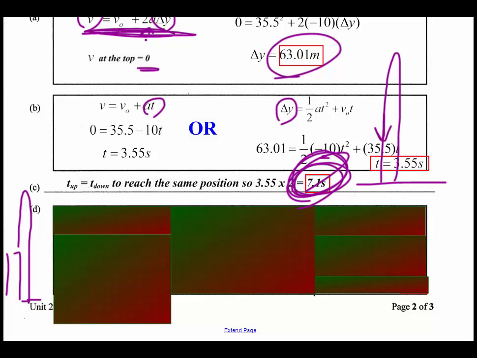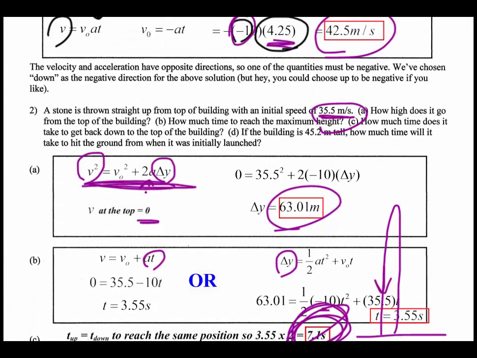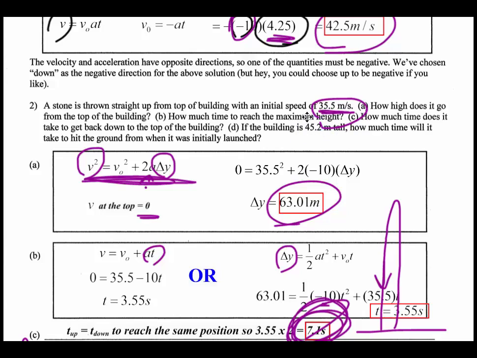Because now it's landing below where it started, right, we know that it's going to land below where it started. So now we know that the change in position, right, this is hard to write, is actually going to be negative 45.2 meters because it's landing below where it started.